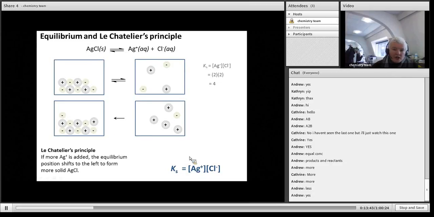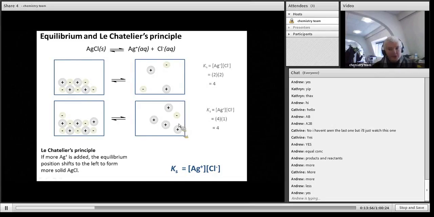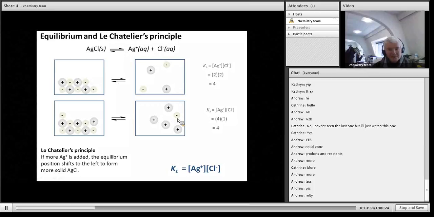Now if my system's in equilibrium, I know it's in equilibrium because can you see my Ks has stayed the same. I've now got 4 silver ions, 1 chloride ion, and 4 times 1 is 4. Can you see my solubility product is the same? I chose it so it worked very nicely like this. Remember, of course, in solution you've got millions and millions and trillions of these ions in solution. So that's really what is happening.